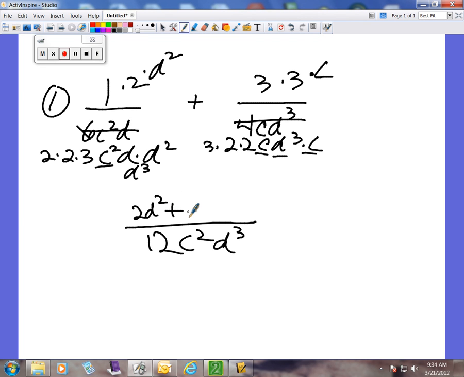What's 3 times 3 times c? I'm done. That's your answer. I can't add these, can I? They are not like terms, are they? How many got number 1 right? Correct. Okay. So you got 2d squared plus 9c over 12c squared d cubed. All right, let's do number 2.